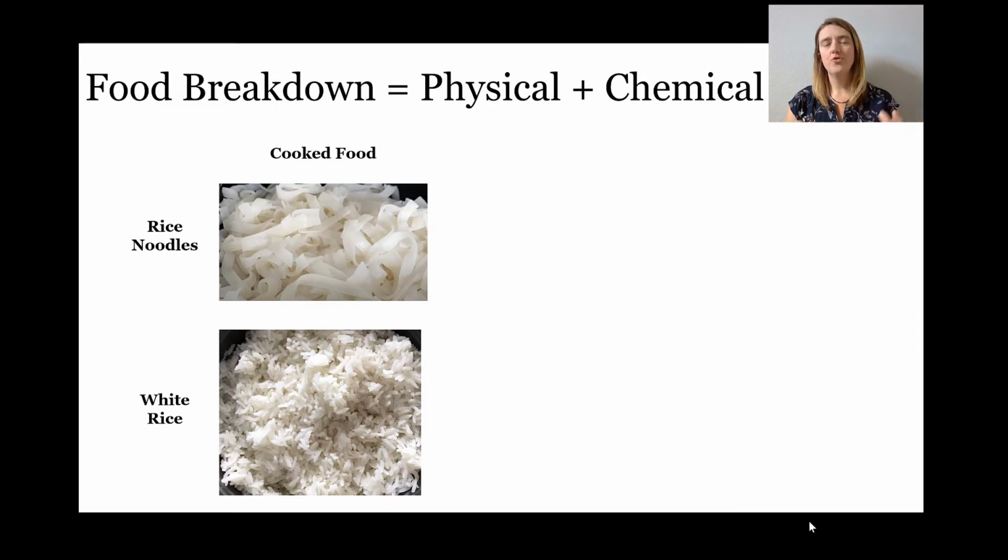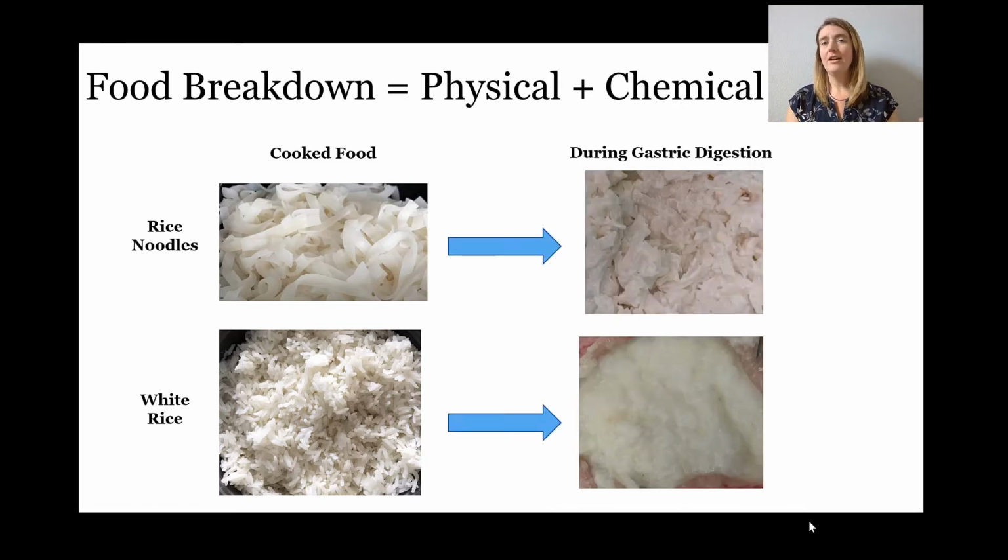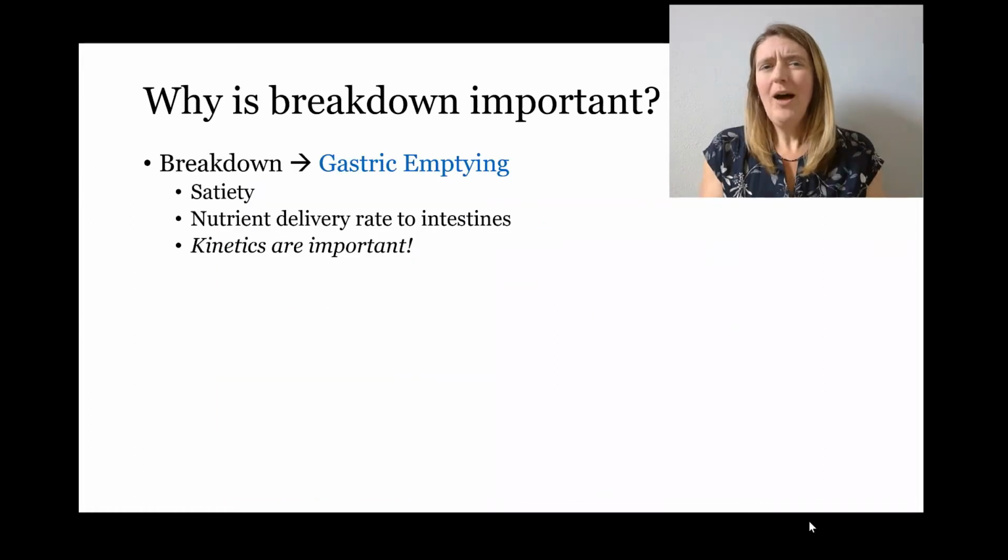So how do those contractions interact with our matrix to transform our cooked food, so our noodles or our white rice, into our digesta, which ends up being a non-homogeneous, viscous mass of particles mixed with gastric secretions. But why is it important in terms of these outcomes that we're looking for? Well, first, our breakdown is going to impact the gastric emptying rate.